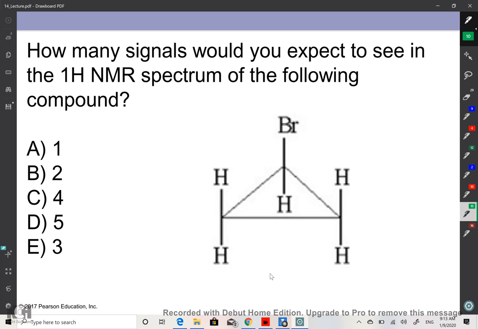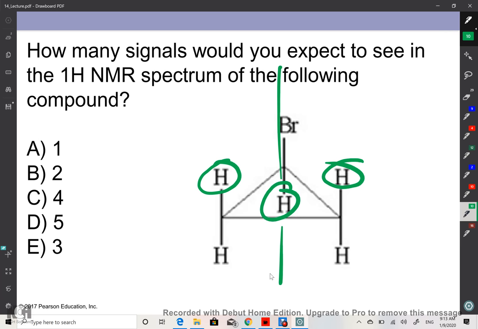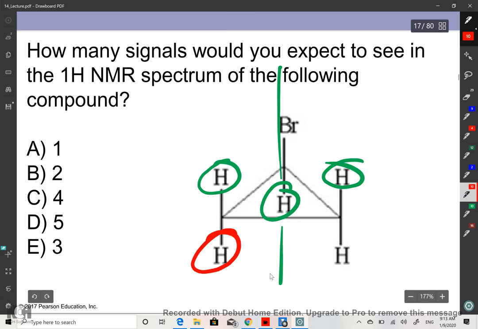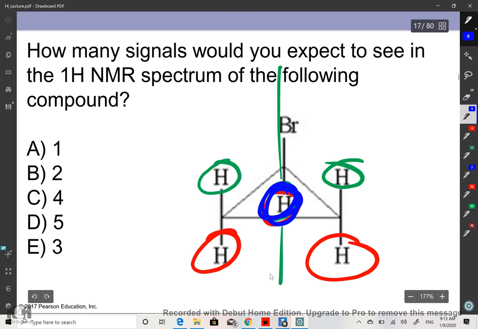Now, how many signals do we expect to have here? I will go with three. I will go with three signals, okay? Now, first thing, I have that symmetry over there. Then I have this hydrogen. Nobody argues that one, right? Now, these hydrogens are the same. They are all on the upper face. Does that make sense? And these guys are the same. They are all on the lower face. So the three signals will be the blue, the green, and the red. Those will be the three signals.